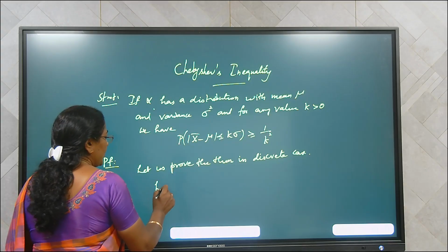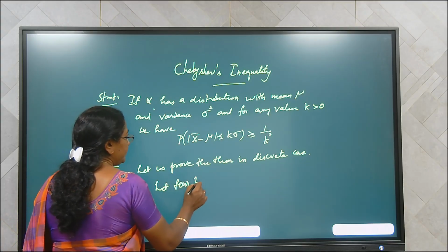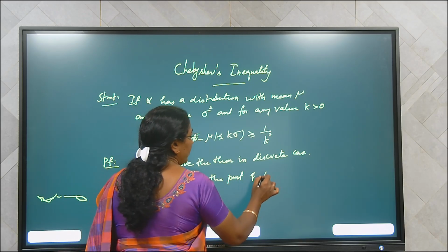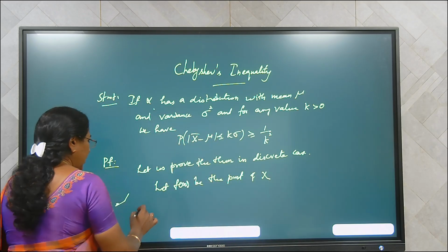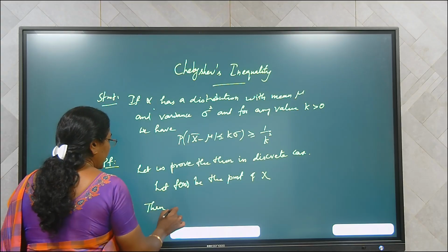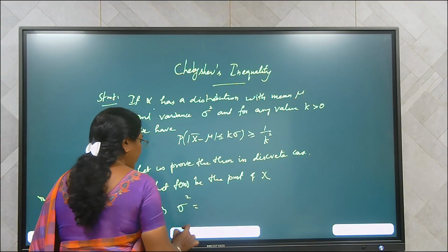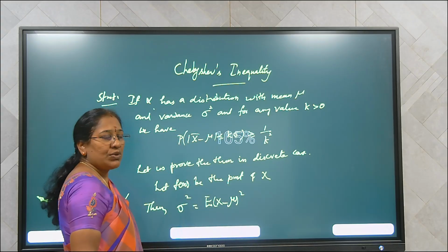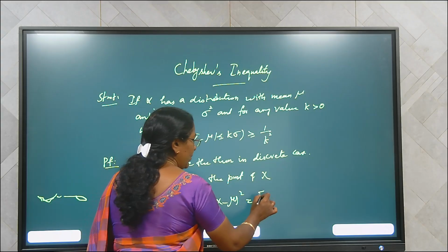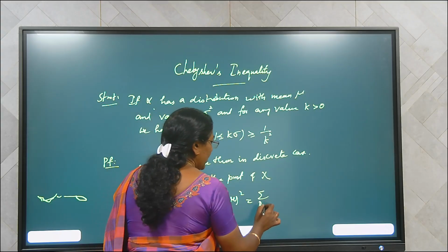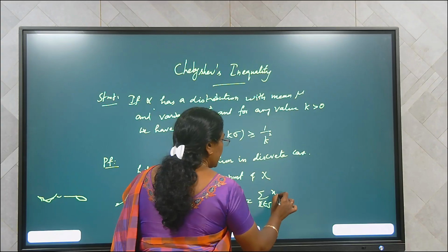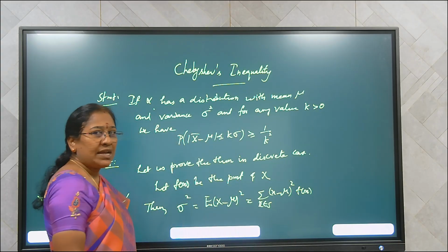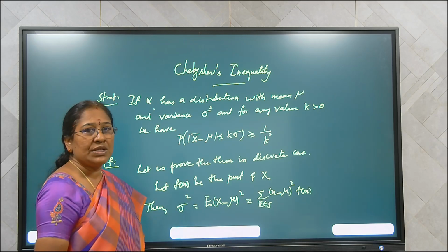Let f of x be the PMF of x. Then we know the definition: sigma square equals expectation of x minus mu whole square. For a discrete random variable, it is given by summation x belongs to S of x minus mu whole square into f of x. If it is a continuous case, instead of summation, we use integration.